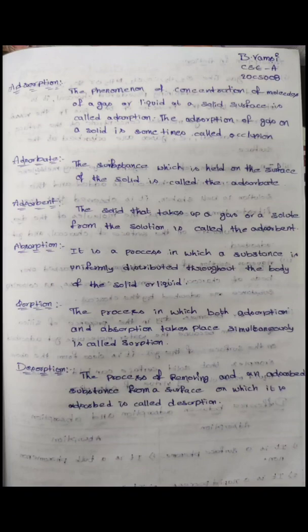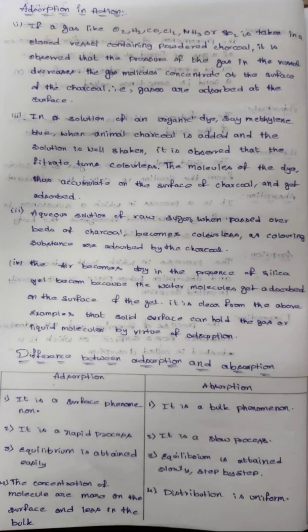Absorption. It is a process in which a substance is uniformly distributed throughout the body of the solid or liquid. Sorption. The process in which both adsorption and absorption take place simultaneously is called sorption. The process of removing an adsorbed substance from a surface on which it is adsorbed is called desorption.